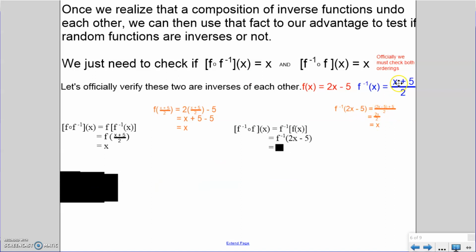So this top x turns to 2x minus 5. The parentheses does not matter, so the negative 5 and plus 5 combine. So I just have 2x over 2, which reduces to x. So we do get x back. So these two are indeed inverses.